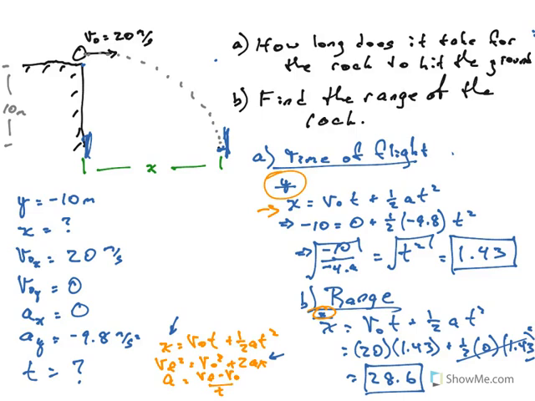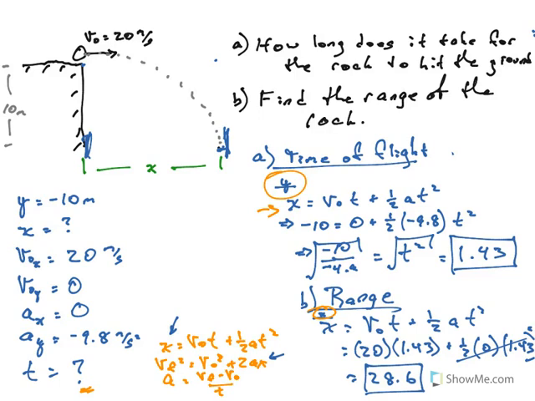Do I have v naught in the x direction? 20. Good. Do I have t? At first I didn't have it, but part A gave me time. So yes, I do have the time. And remember, even though I solve for time in the y direction, that doesn't mean this time is a y directional thing. Time is special because it doesn't have a direction associated with it. Time is just time. So you can use time in x or y, it doesn't matter.